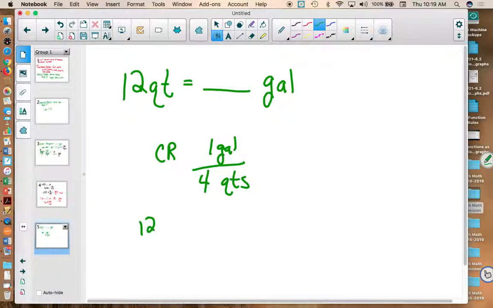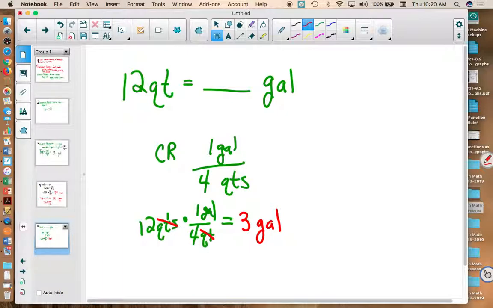12 quarts times. Quarts are going to cancel out, aren't they? That label leaves. 12 times 1 is 12. Divided by 4 is 3. So 12 quarts equals 3 gallons. Good?